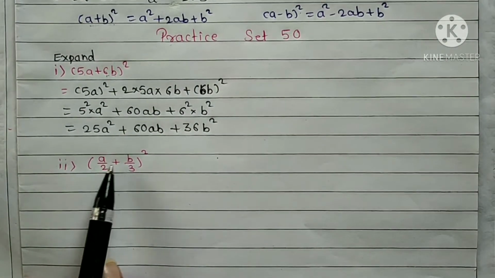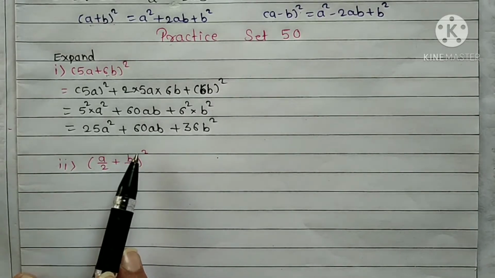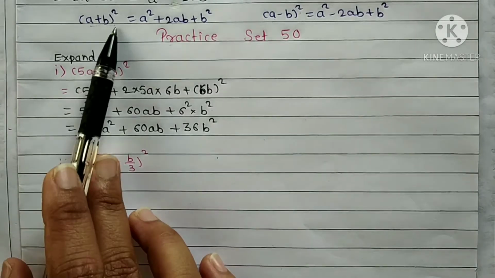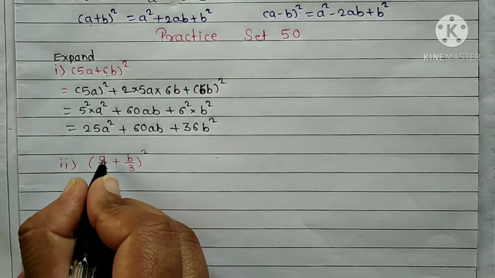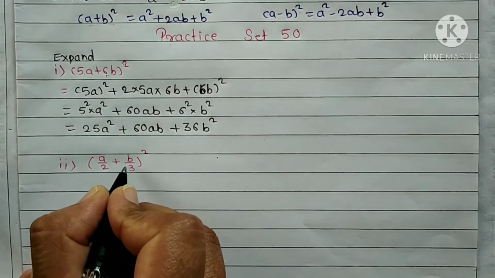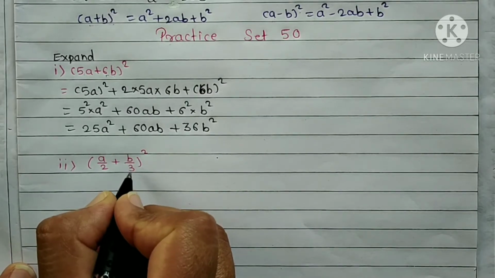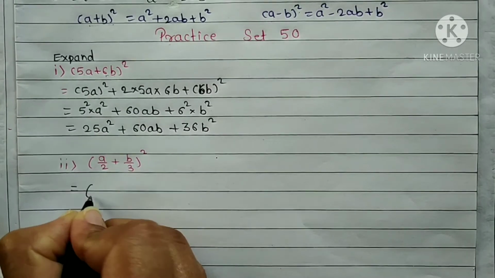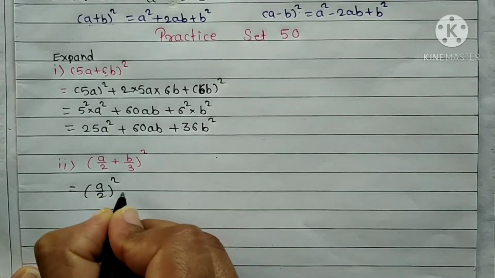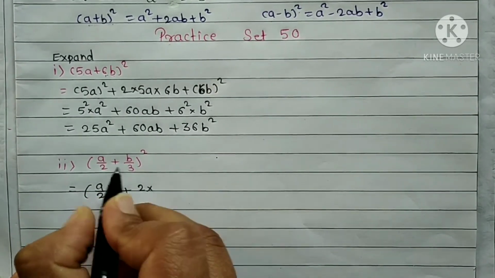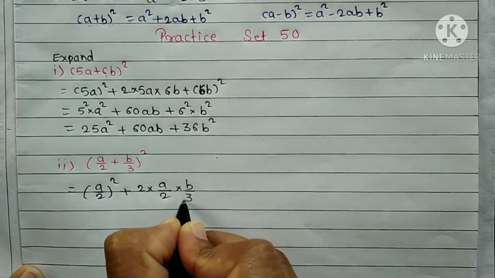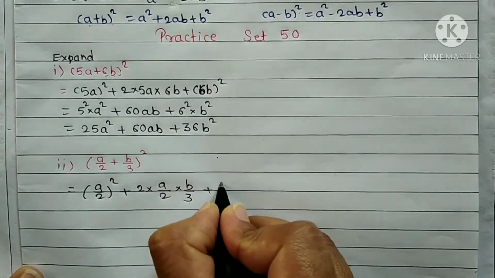(a/2 + b/3) whole square. Here also we use the (a + b) whole square formula. So here a is a/2 and b, that is the second term, is b/3. So write down the square of the first term, that is (a/2) square, plus 2 into the first term into the second term, that is a/2 into b/3, plus the square of the second term, that is (b/3) square.